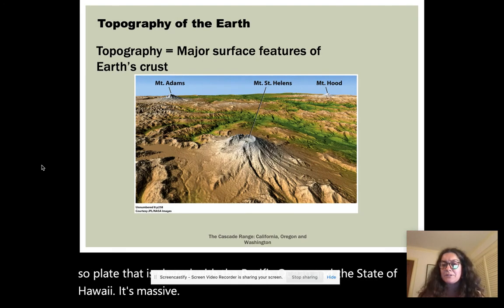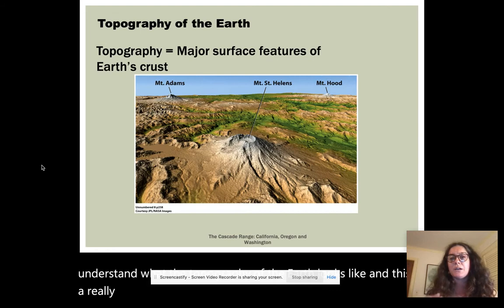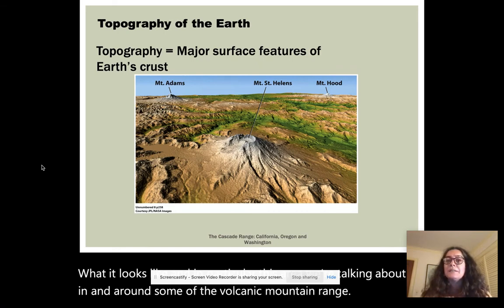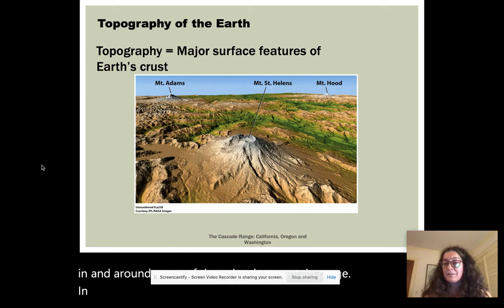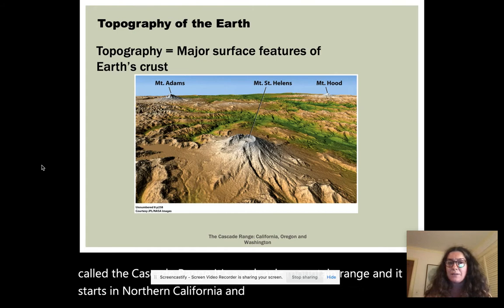All right, so in order to understand plate tectonics, first we need to understand what the topography of the Earth looks like. And this is a really beautiful image of what it looks like if you were to scan the top of the Earth. In particular, this area we're talking about is in and around some of the volcanic mountain range in Oregon and the state of Washington. And that mountain range is called the Cascade Range. It's a volcanic mountain range and it starts in Northern California and ends in Southern Canada.